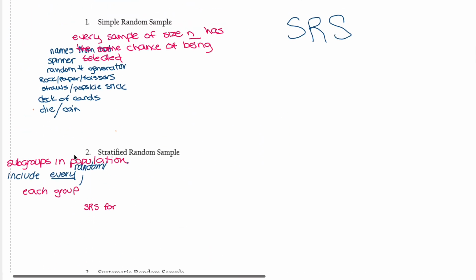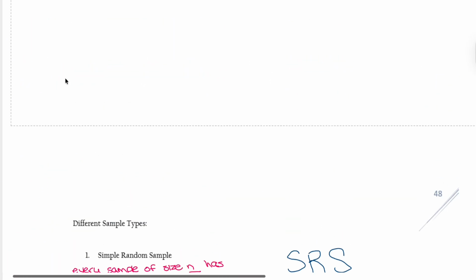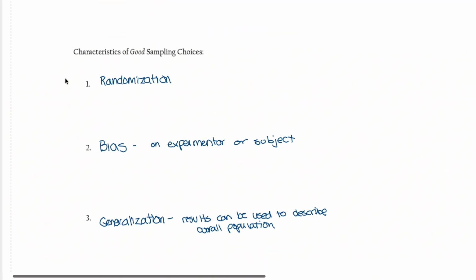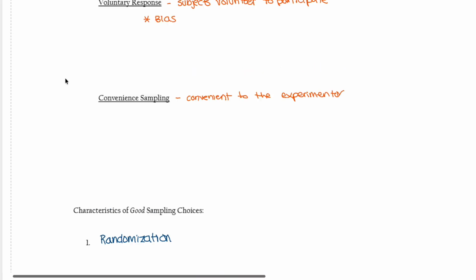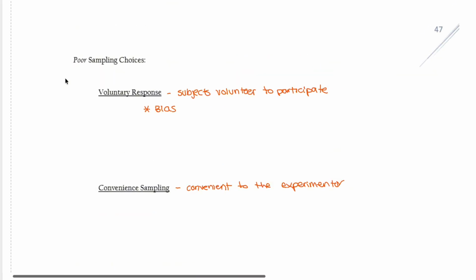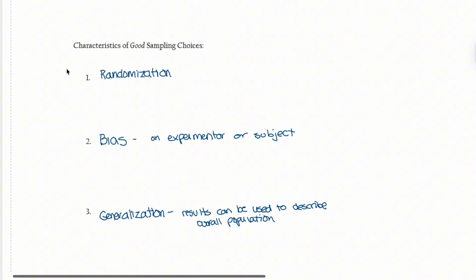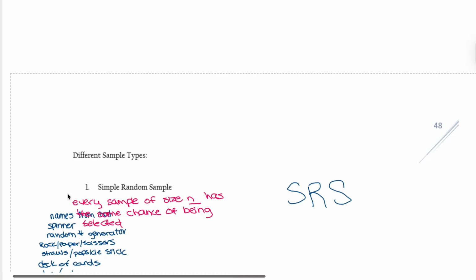Okay, so those are the 4 different sample types introduced here. In this video, I just want you to have a good idea about what sampling versus census is, what some poor sampling choices and good sampling choices are, what the sample types are, and how to identify each.